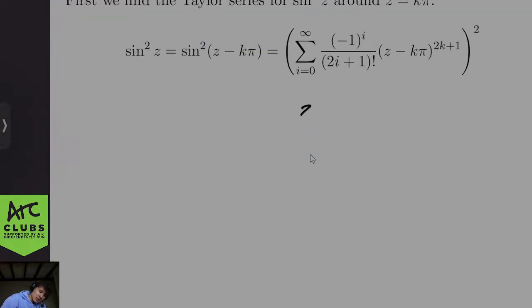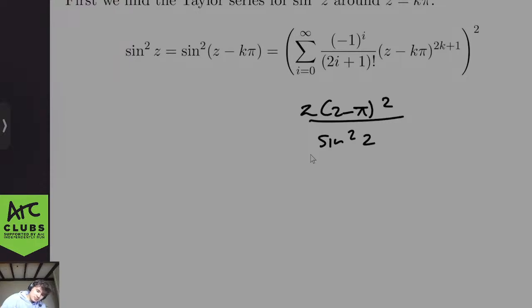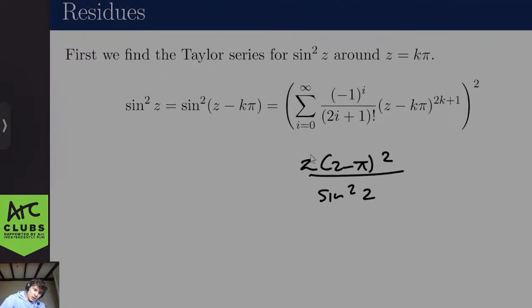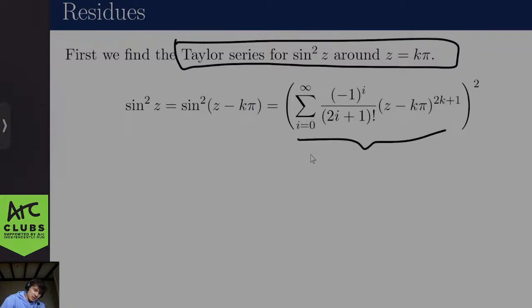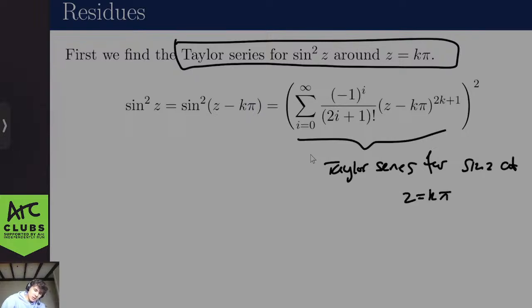So remember, our function is this: z minus pi squared on sine squared z. Alright, so now what we're going to do is find the Taylor series for sine squared z around z equals k pi. Now, that Taylor series, well, we can use this. Inside here is the Taylor series for sine z at z equals k pi, right? And then we square it to get the sine squared. So this is fairly straightforward so far.